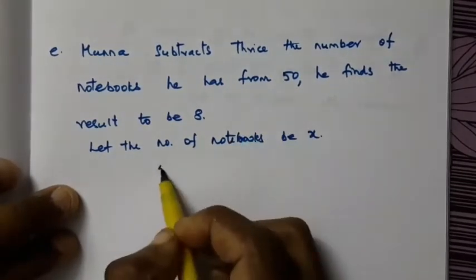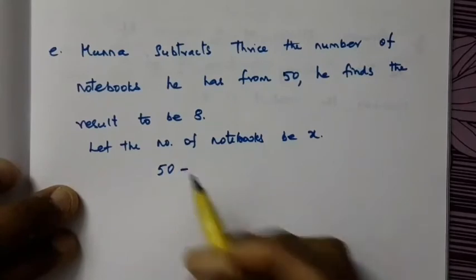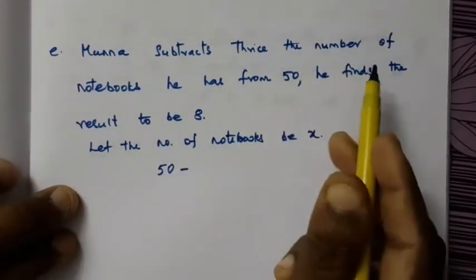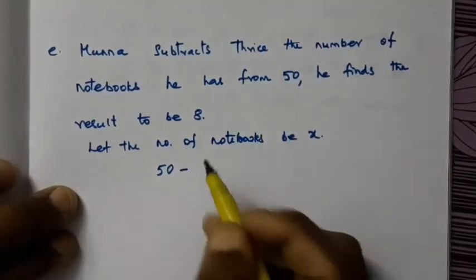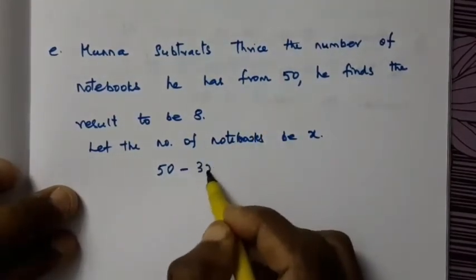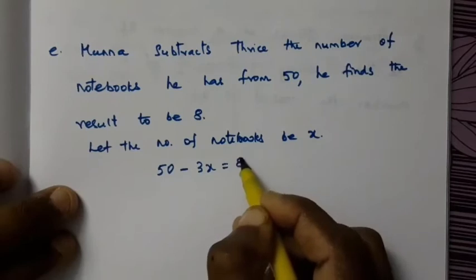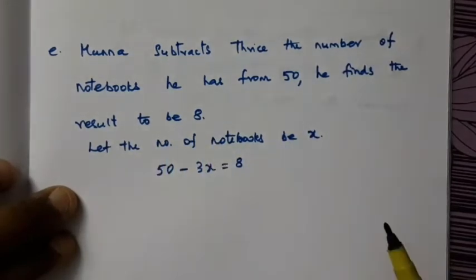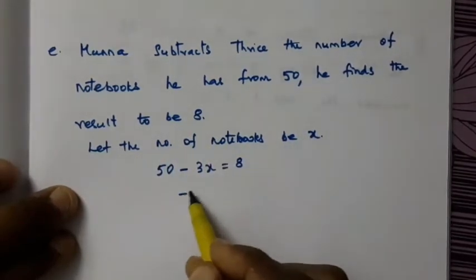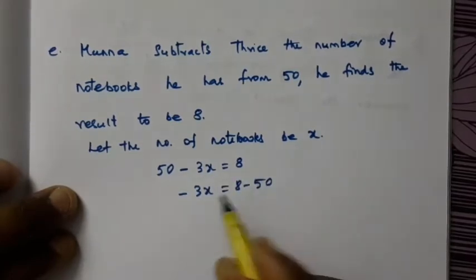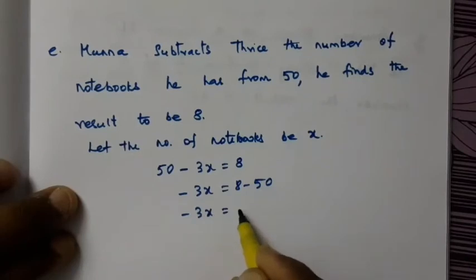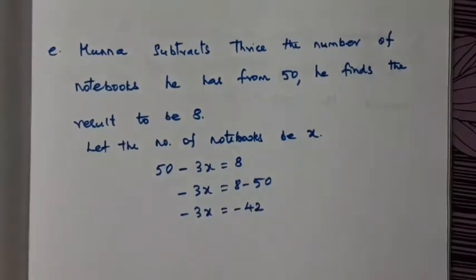3x from 50. So 50 has to come in the beginning: 50 minus thrice the number of notebooks. The number of notebooks is x. Thrice means 3, so 3 multiplied by x is 3x. That is equal to 8, he finds the result to be 8. So 50 minus 3x equals 8, and moving 50 over, minus 3x equals minus 42.